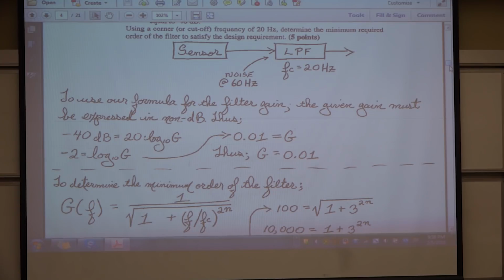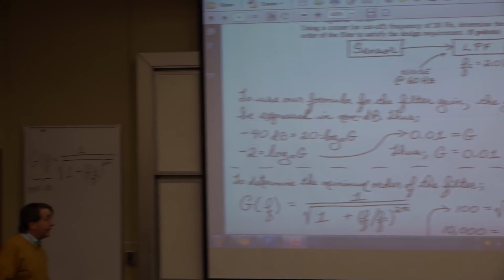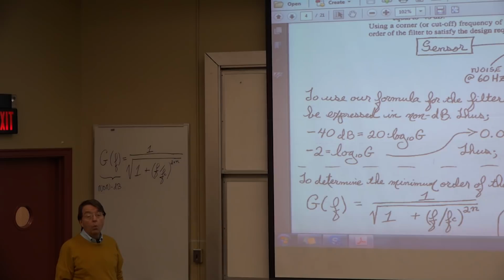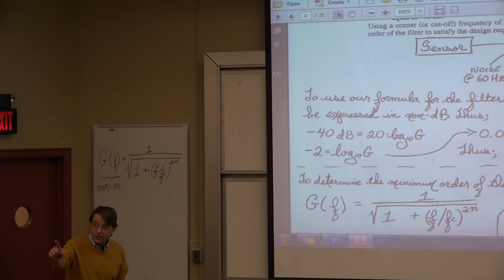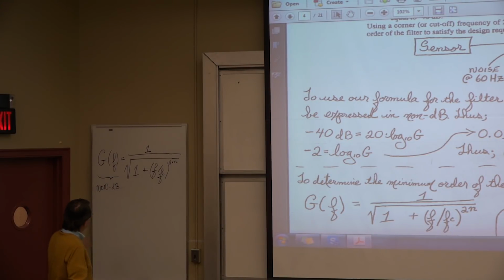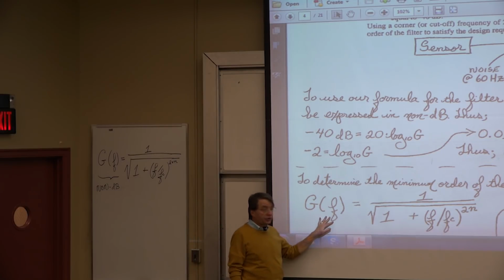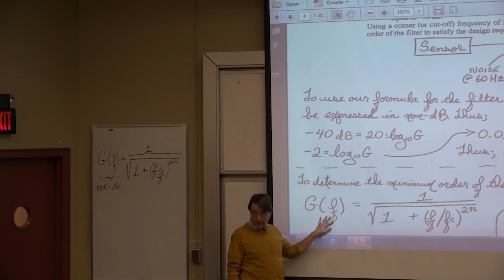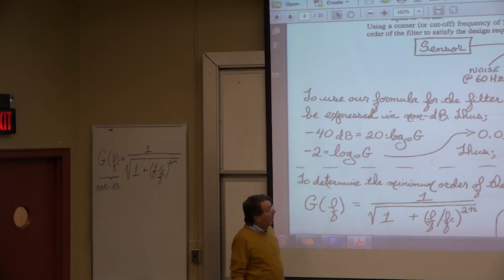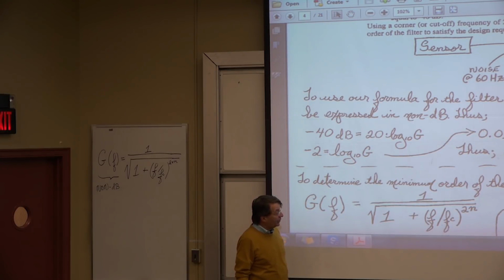So we say, got it. You solve for that, and you get G is 0.01. That's the number you use here for non-dB, okay? 0.01 here, not the minus 40. Minus 40 will give you a crazy answer. So now, here's the formula, just as we wrote it on the board. And we say, okay, great. I now know the gain at 60 hertz.